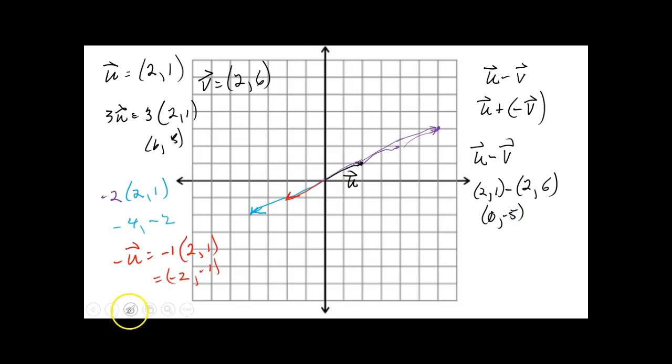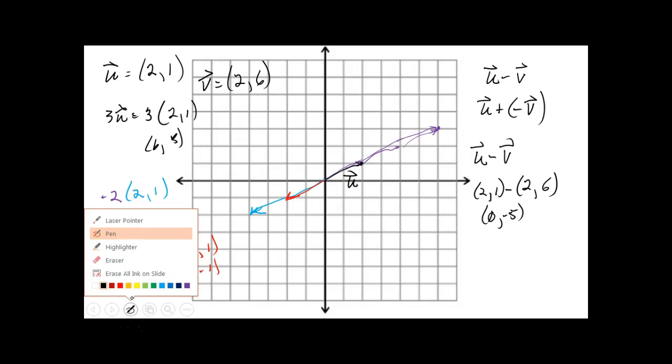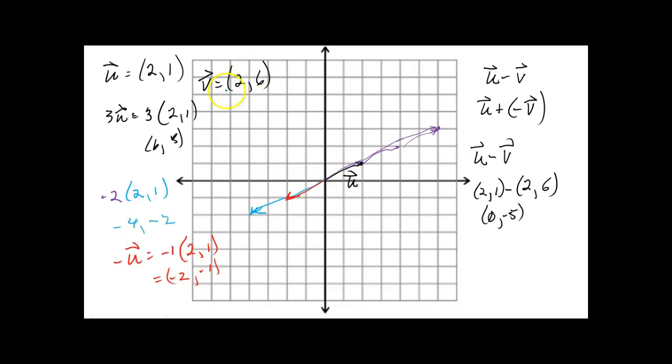So let me put v, let's see, what color can v be? Let's make v green. That's 2, 6, 2 in x and 6 in y. 2, 4, 6, I think it is. So there is the vector v. Okay, there's the vector u.